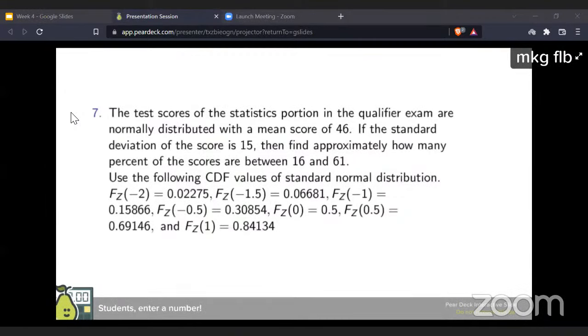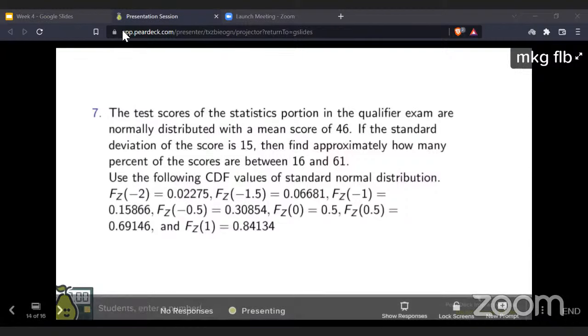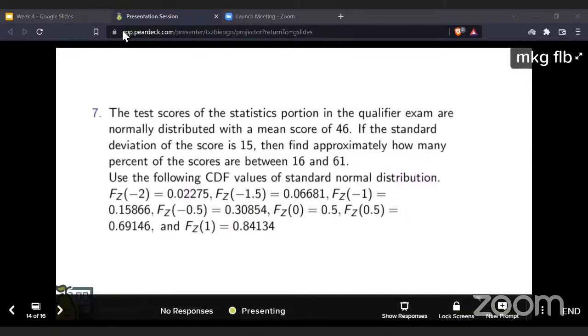This is a question of normal distribution, right? Yeah, normal distribution. It is written there, right? Normally distributed.